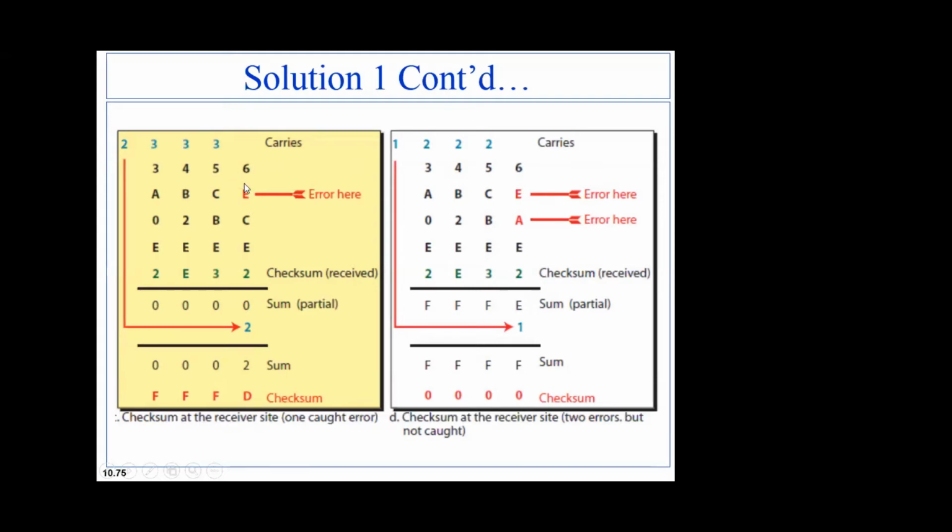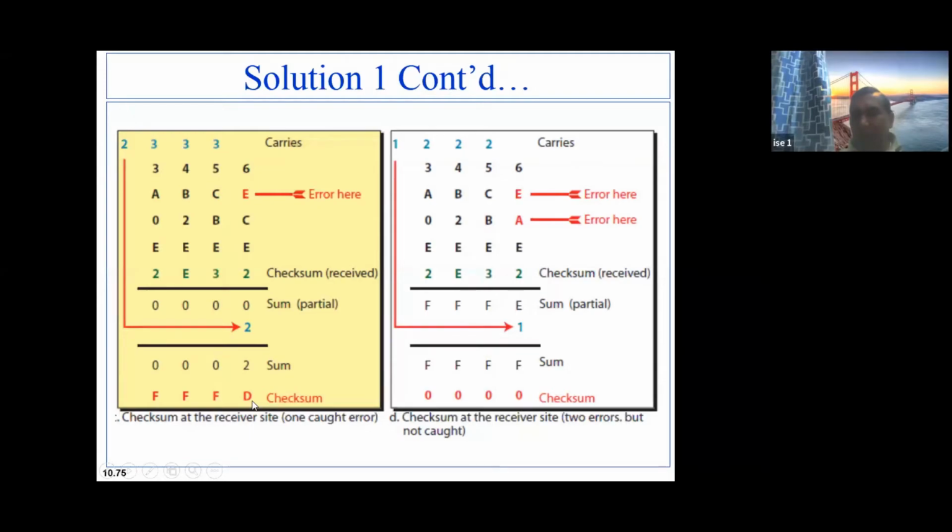When an error occurred in one position, it was caught, because here when you add all these 1, 2, 3, 4, you got the idea, and this number FFFD. So when you add 1 at this place, you will be getting FFD and E here. So it will be caught. The sum is non-zero, so it will be caught. Means a one position error will be caught. But now here in this scenario, we have got error here, error here.